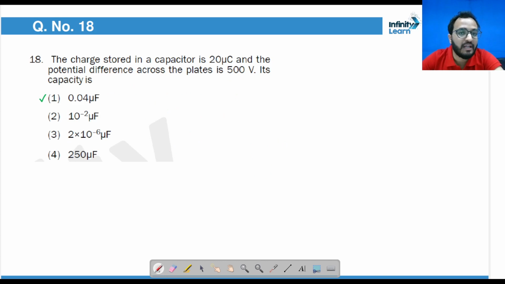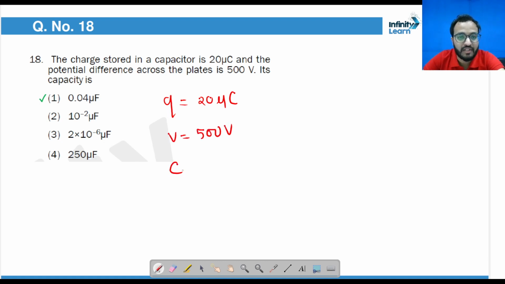The charge stored in a capacitor is 20 microcoulombs. Okay, charge is given 20 microcoulombs. Potential is given 500 volts. So what is the capacitance? Q by V. That's all, right? I hope you can do it. 20 by 500, 1 by 25.